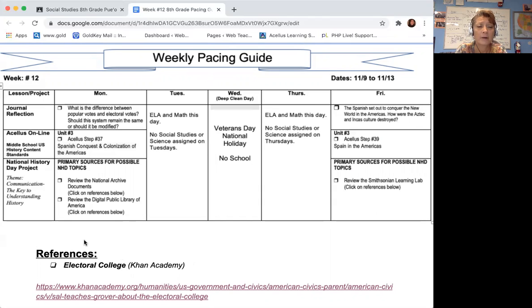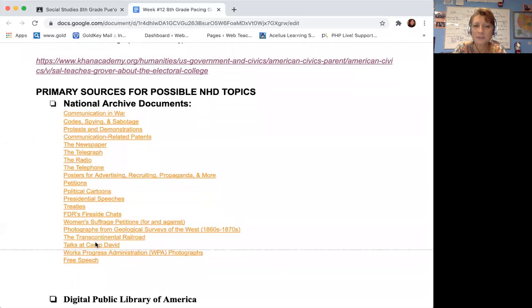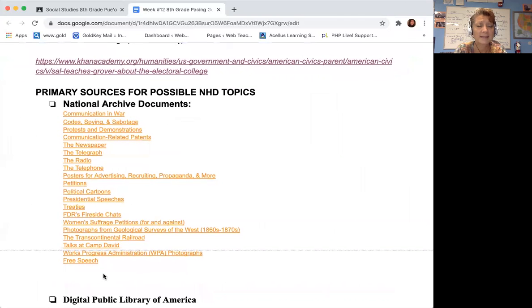And finally, bullets 4 and 5 are to help you through National History Day as you look at your theme, communication, a key to understanding history. This came from the National History website, but I decided to put them on the bottom for you. You will see there are primary resources from the National Archives document. Look at that: radio, telephone, petitions, political cartoons, some great themes of how we communicated at that time to understand history and the different ways and forms they did it.